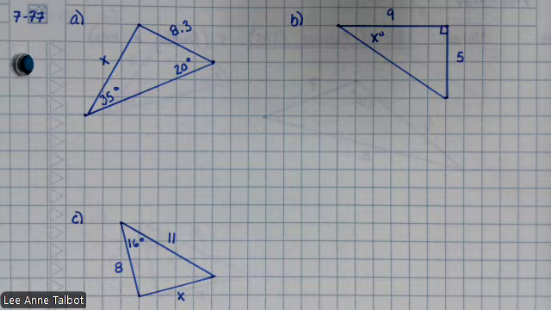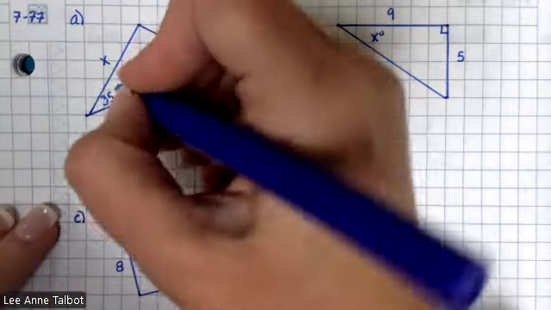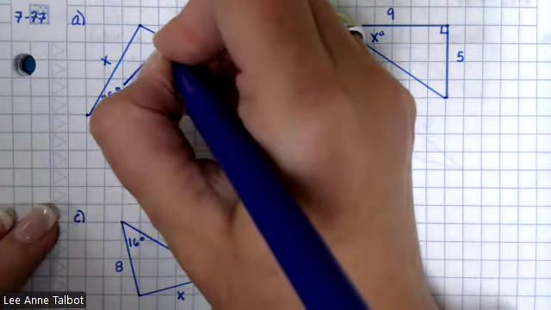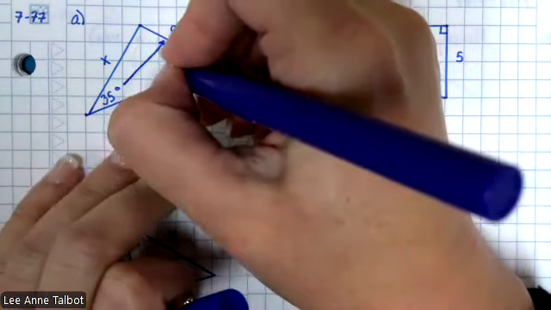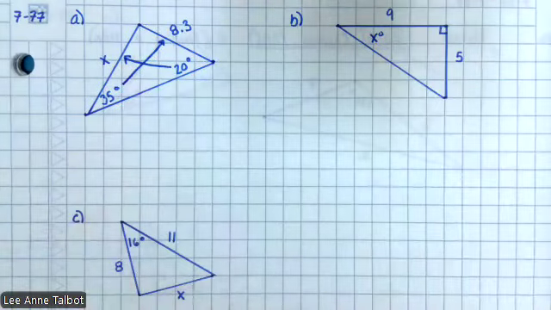So they're all different. For A, I want you to take a look at that and ask yourself, can I set up a proportion? Yes. So we're doing law of sines. So you ask yourself, can I set up a proportion? Yes. 35 goes with 8.3. 20 goes with x.